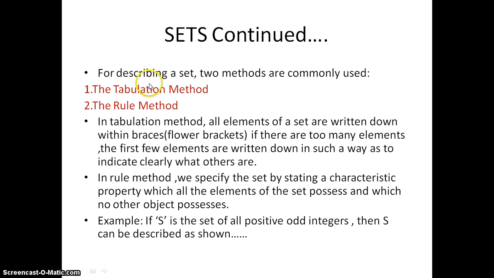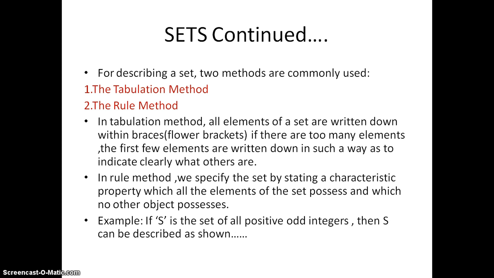Continuing, for describing a set, there are two methods. One is the tabulation method and the other is the rule method. So what do you mean by the tabulation method? All elements of the set are written down within braces, that is, flower brackets. If there are too many elements, the first few elements are written down in such a way as to indicate clearly what the others are. But in the case of the rule method, we specify the set by stating a characteristic property which all elements of the set possess and which no other object possesses.